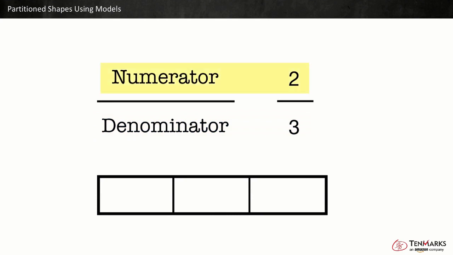The numerator is on top and names how many equal parts you are using. There are two parts being used, so the fraction of the whole that is shaded is 2/3.